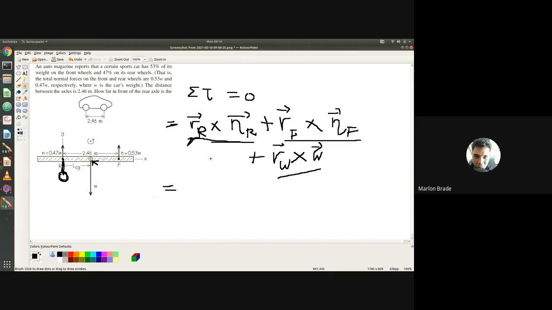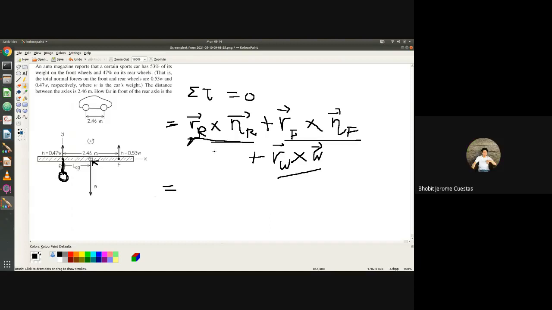A vector quantity connecting two points, from the position of the rear axle to the chosen origin. R sub F is a vector quantity connecting the chosen origin to the position of the front axle. R sub W is the vector quantity connecting the position of the center of gravity with respect to the chosen origin. So what is the value of R sub R cross N sub R, the first term? Zero.